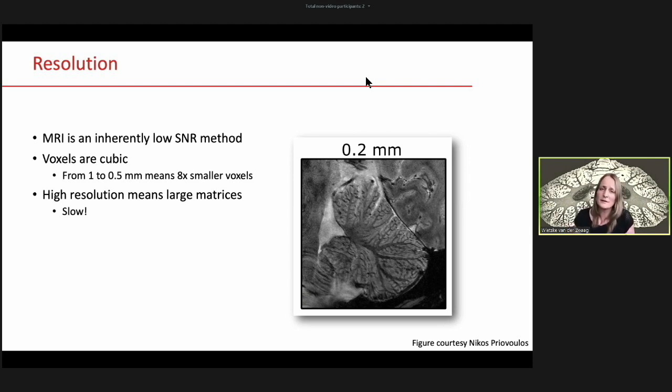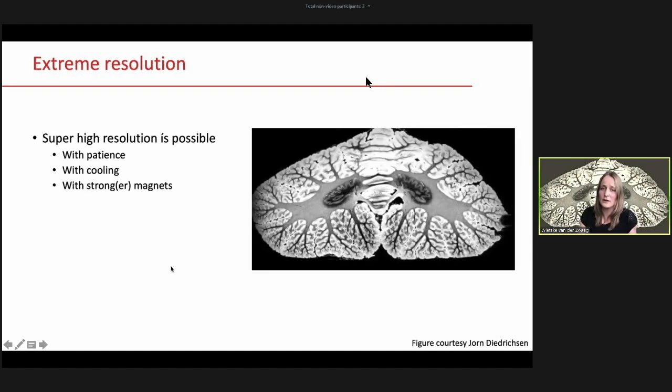Another problem is that high resolution means that we need to acquire lots and lots and lots of points in K-space, and this takes time, and then we're not talking about minutes, but maybe an hour or maybe 2. And if we go even higher spatial resolutions, that gets even more difficult. So if we want to get an ideal cerebellar image, then we really have to think of getting more signal as well as more spatial resolution.